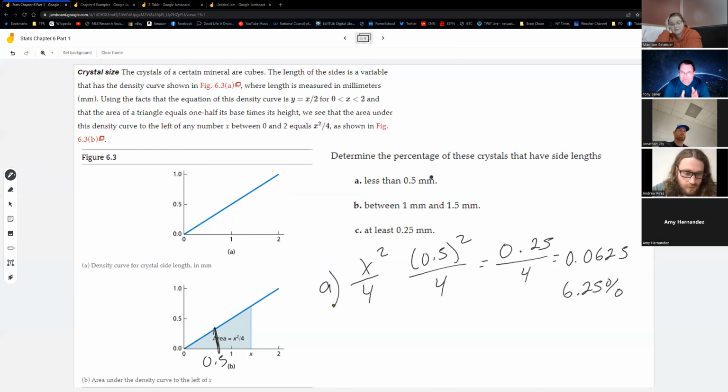Does that make sense, what I did there when I plugged it in? We're just taking that value and plugging it into the equation.